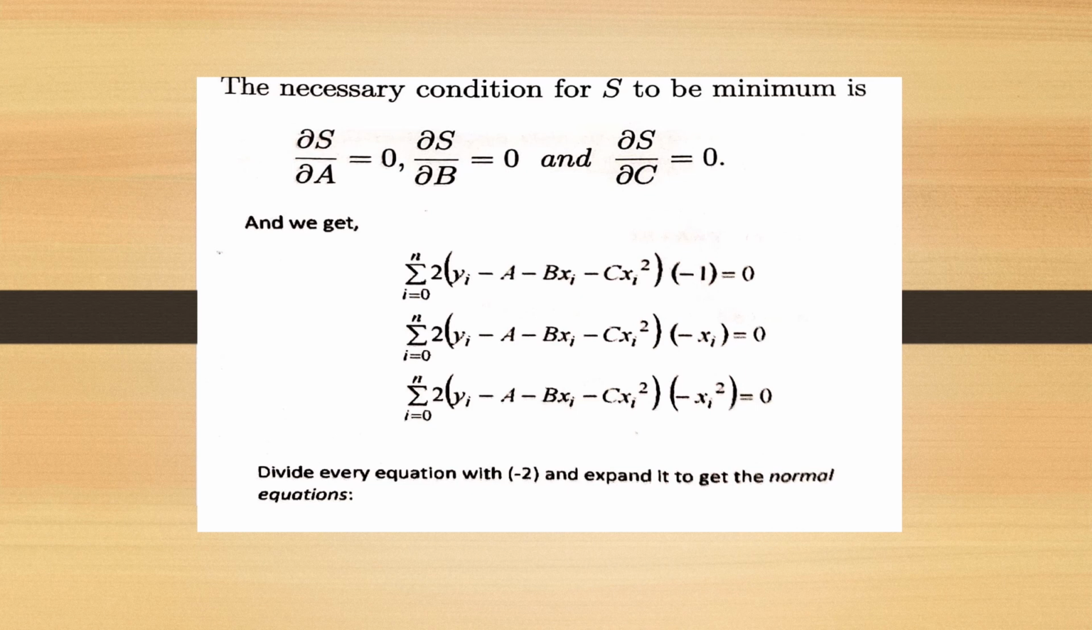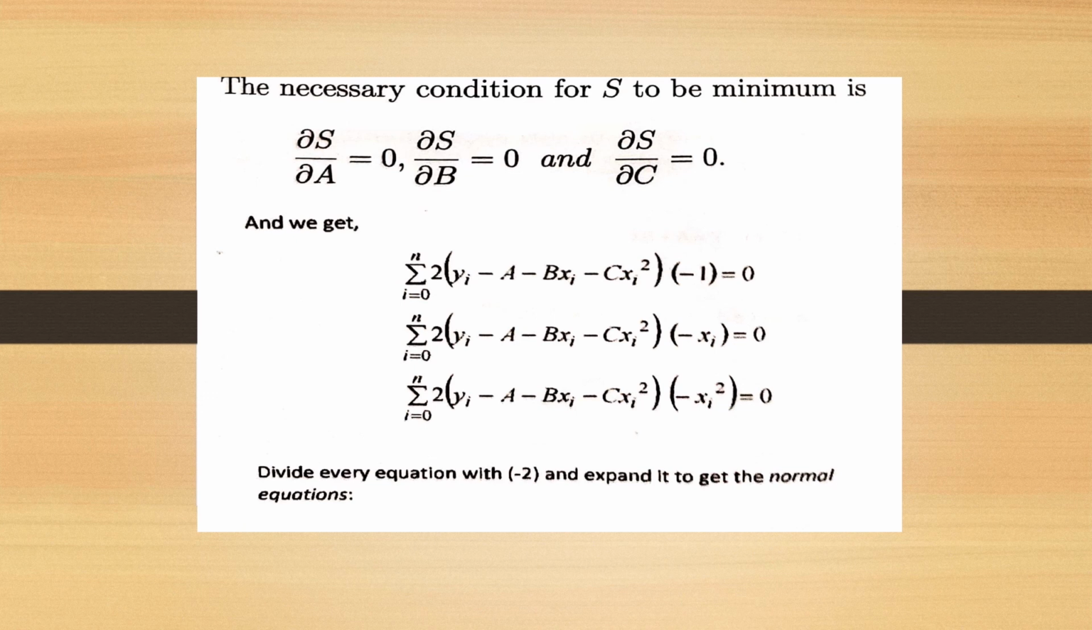From the derivative of s with respect to b equals 0, we can obtain the summation from i equals 0 until n of 2 times (yi minus a minus b xi minus c xi squared) times (negative xi) equals 0. From the derivative of s with respect to c equals 0, we can get the summation from i equals 0 until n of 2 times (yi minus a minus b xi minus c xi squared) times (negative xi squared) equals 0.